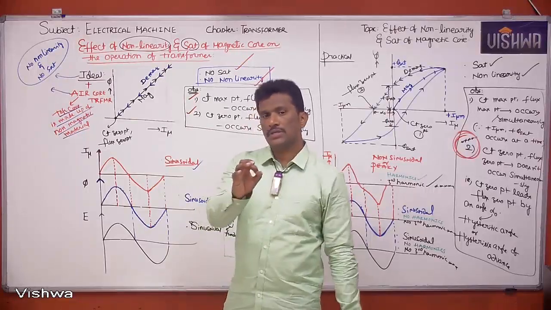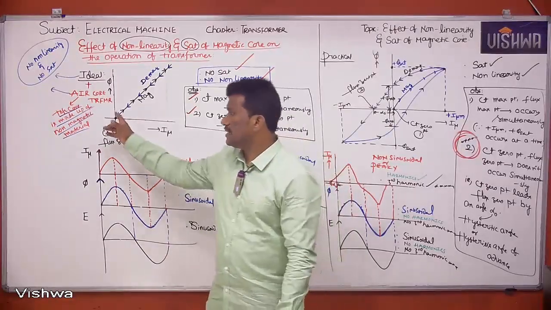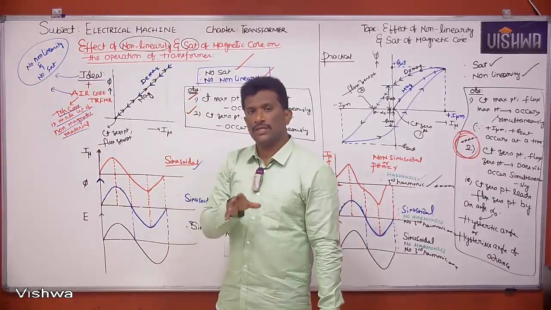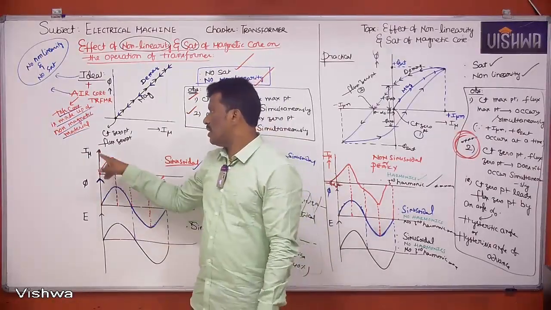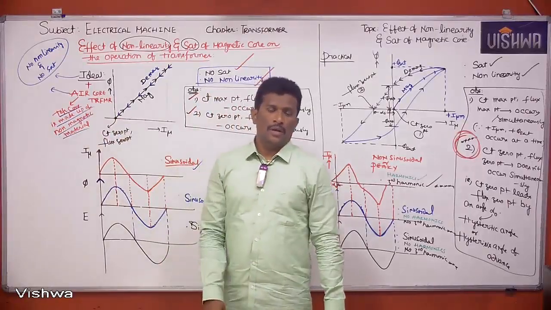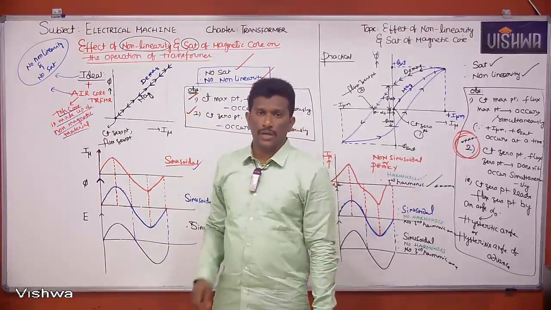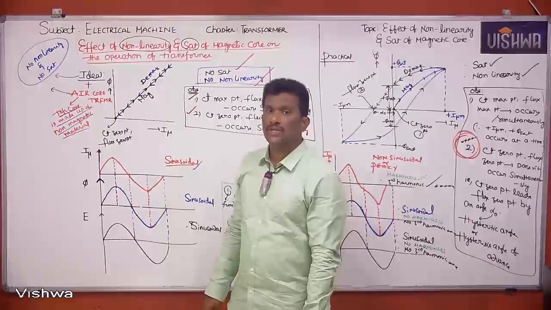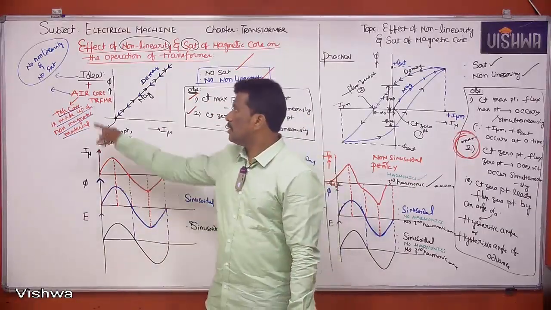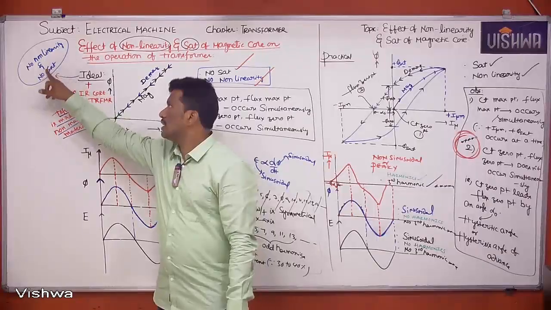See, very simple thing he is asking. He is asking indirectly that question. If you study, you can understand. He is asking what is the shape of I mu for air core transformer. So very simple. Air core transformer does not have any non-linearity or saturation.